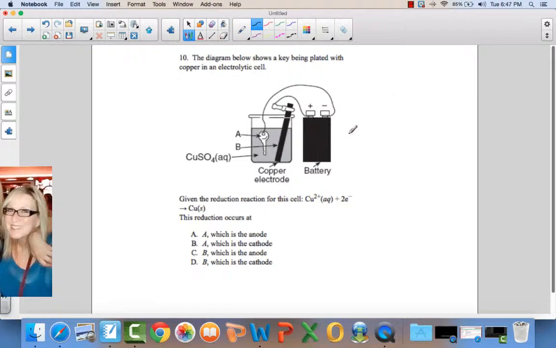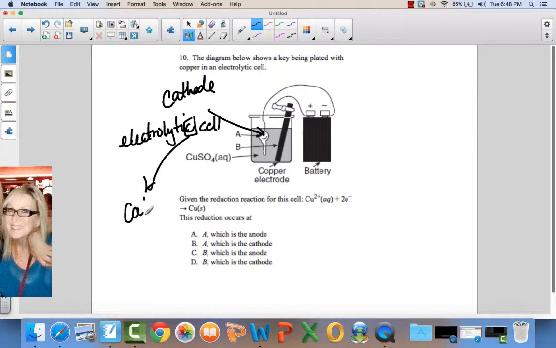Last problem. Right away, I see that this is an electrolytic cell, and the object to be electroplated is at the cathode. This is the cathode. And I also told you in an electrolytic cell, electrolytic ends in C for cathode, and it starts with electro, and that's like electron, so cathode is negative. So if I trace back my cathode, there it is, attached to the negative electrode. So the reduction occurs at, so Red Cat An Ox, reduction is at the cathode. That's going to be A, which is the cathode.